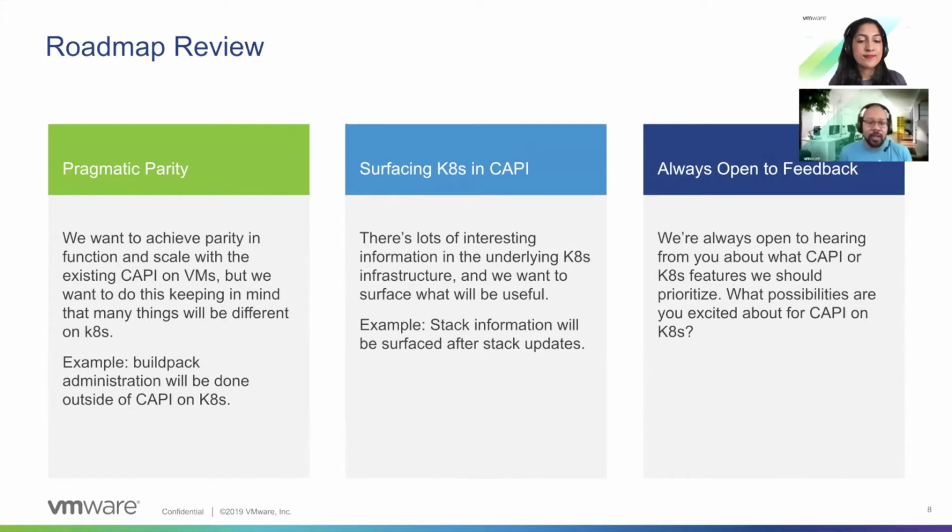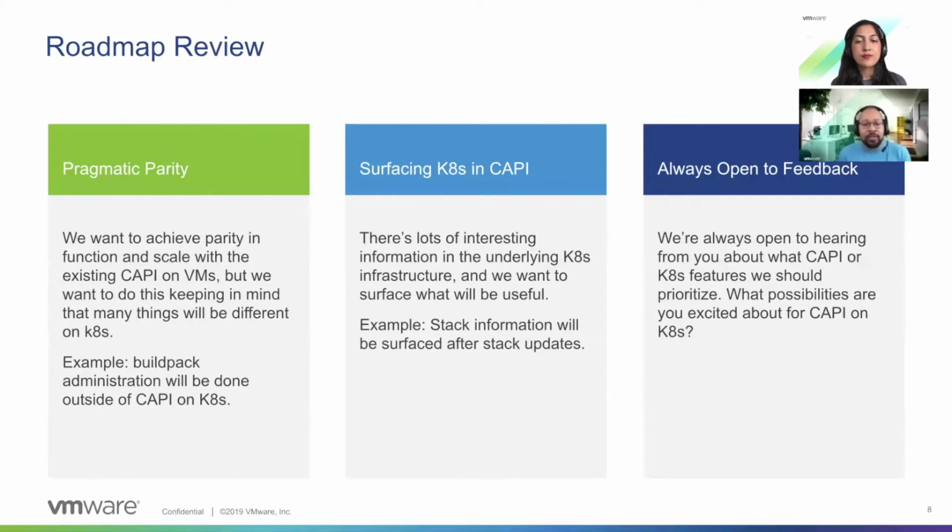The first thing is pragmatic parity, which basically means that we want to achieve parity with the existing CAPI on VMs, CAPI on Diego product. And we also want to keep in mind that a lot of things are going to be different now that we're on K8s. So we want to have parity where it makes sense. A great example of this is that buildpack administration will now be done outside of CAPI when working with CAPI on K8s.